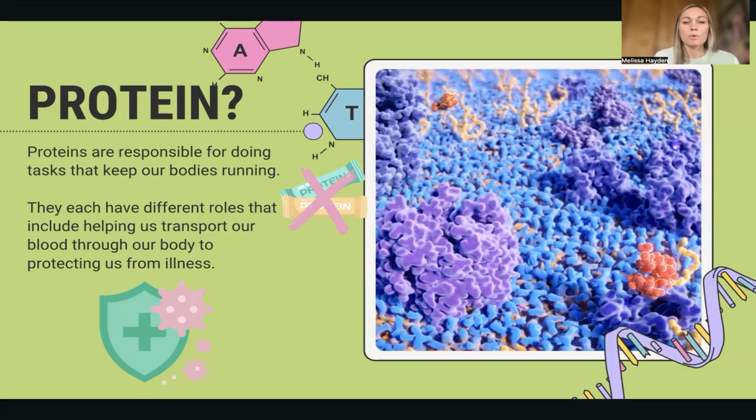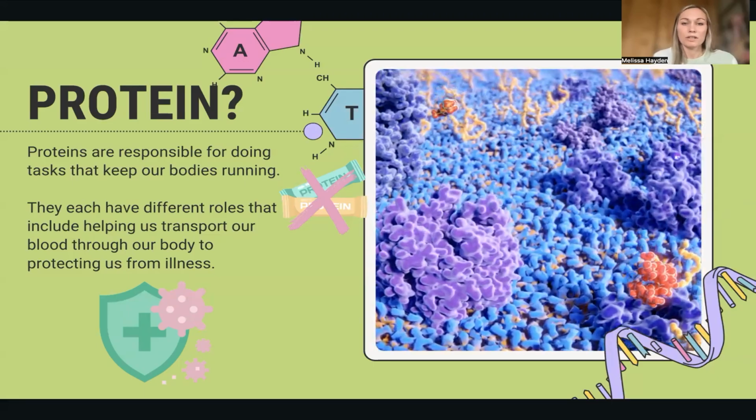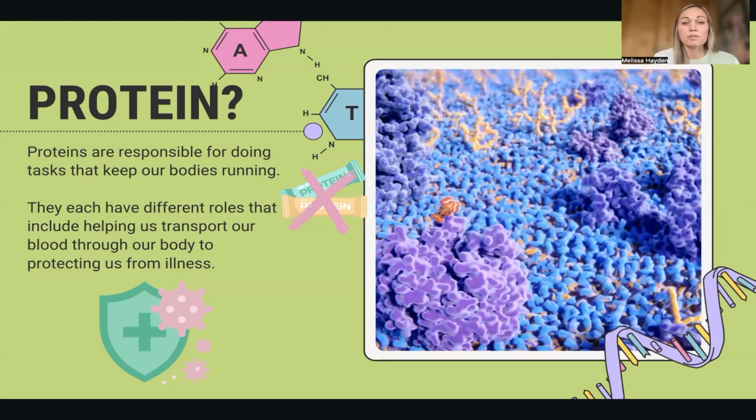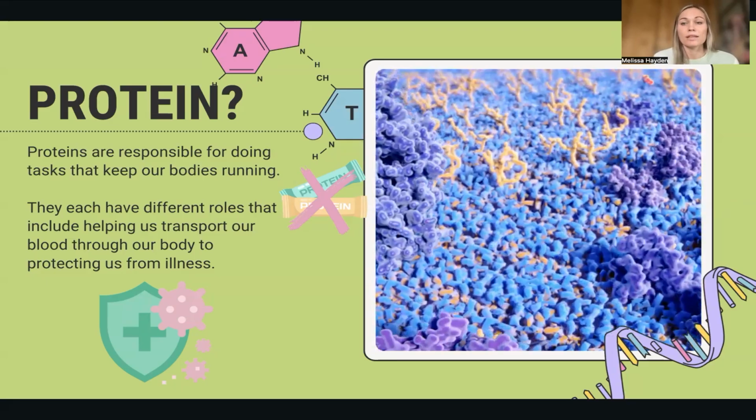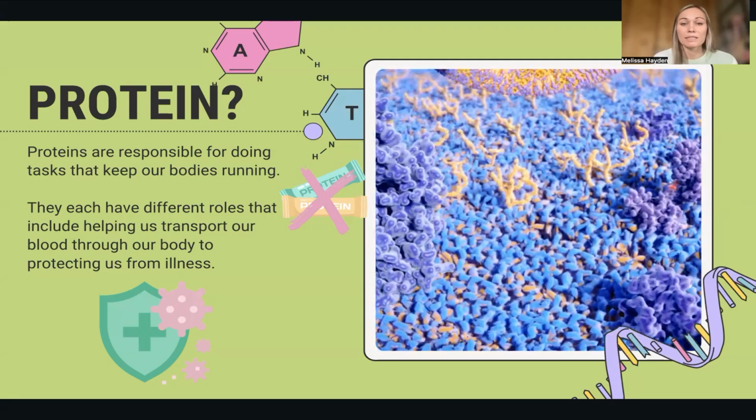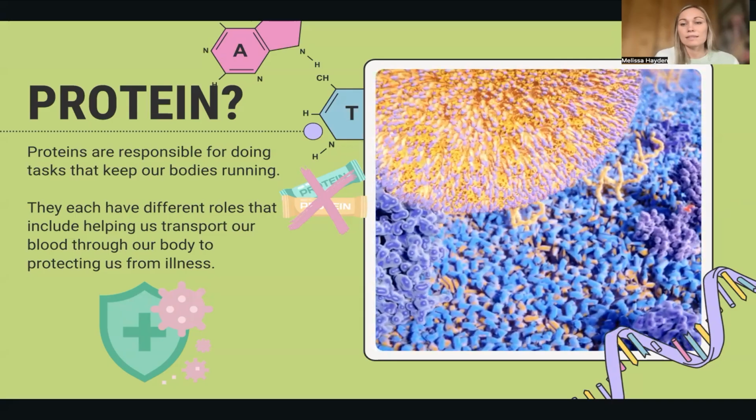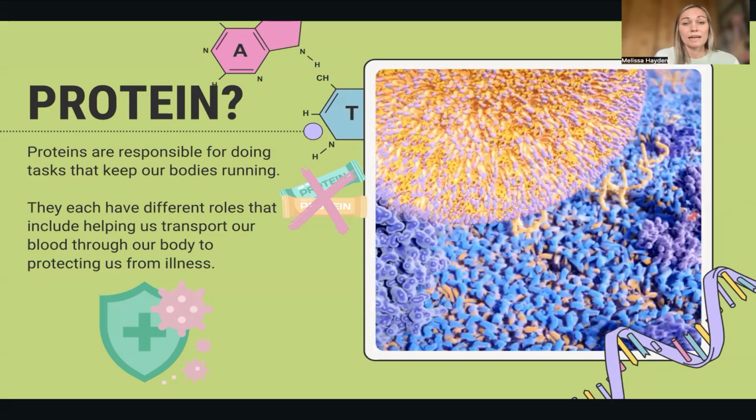So we discussed how important genes are because they carry the instructions for creating proteins. But what are proteins? Proteins in our body play crucial roles, like helping to transport our blood through our bodies to protecting us from illness. They're not the same as the protein we get from food. Instead, these proteins are made by our cells to keep us healthy.